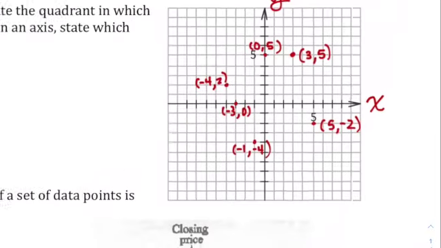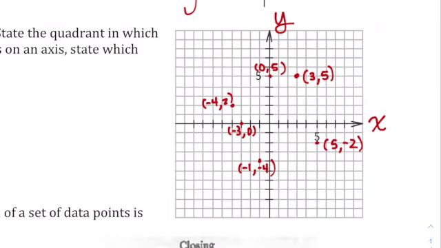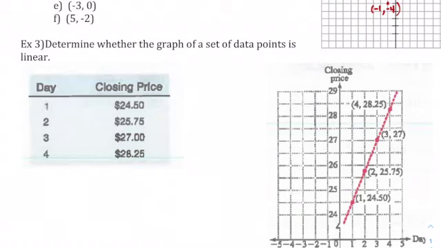Okay, so now double check, that's your answer. Don't forget, it's left and right first before you go up and down. That's plotting the points, okay? Next, we're going to talk about determining whether the graph of a set of data points is linear. Linear means it is a line. Okay, no curviness at all, no stop. So in this case, if you plot it correctly and you get a straight line, that's linear.